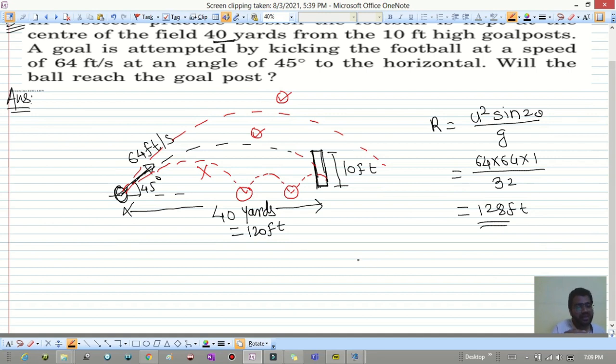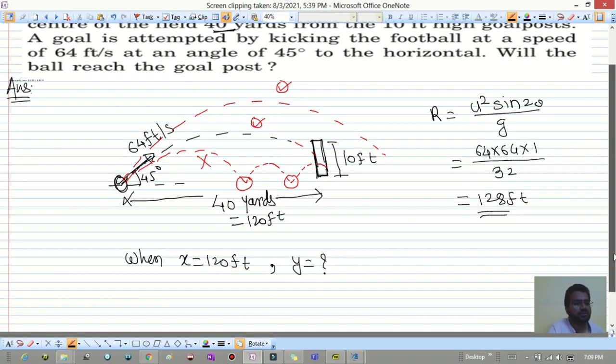what is the value of vertical distance? That is what we want. Now how to calculate that, right? So for that, at 128 feet it will be at the ground, we can say at 120 feet. So when x is equal to 120 feet, y is equal to what? This is what we want, right?